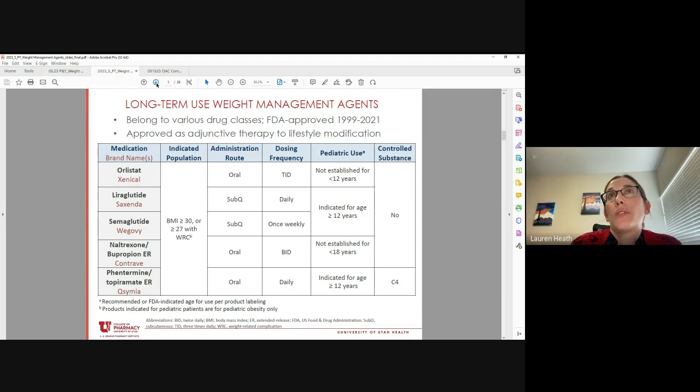The GLP-1 receptor agonists, including liraglutide 3 milligrams as Saxenda and semaglutide 2.4 milligrams as Wegovy, are given subcutaneously, either daily for liraglutide or weekly for semaglutide. The remaining agents are given orally with frequencies ranging from daily for phentermine topiramate to 3 times daily for orlistat. Only phentermine topiramate is a controlled substance. Next slide, please.